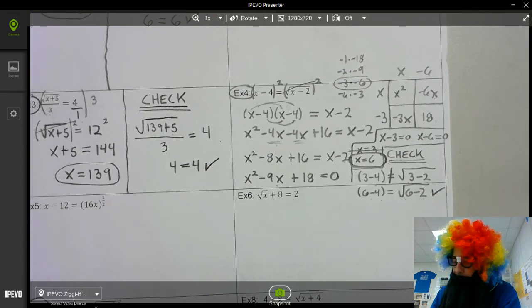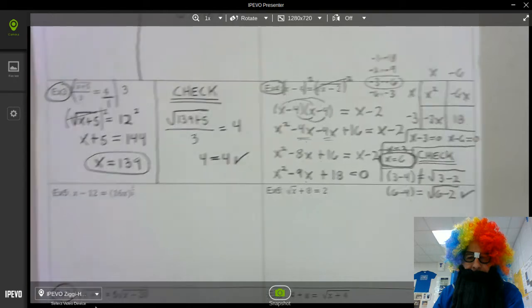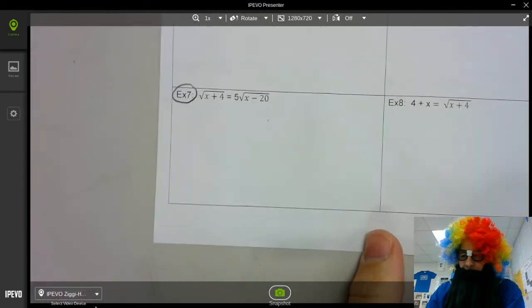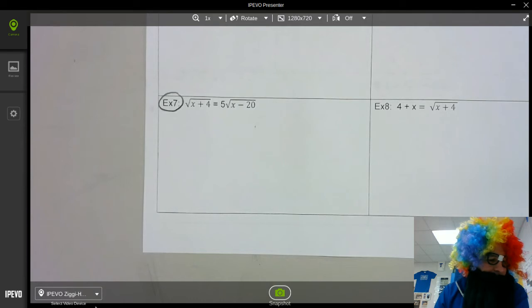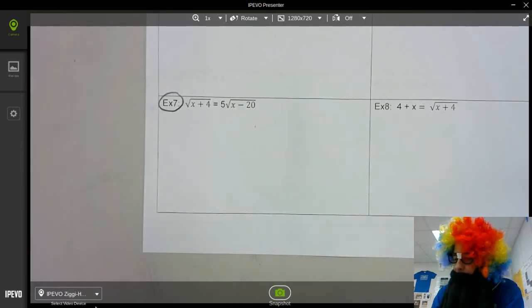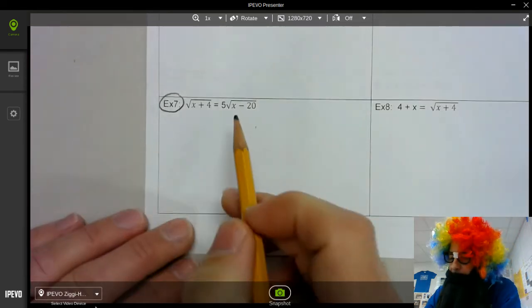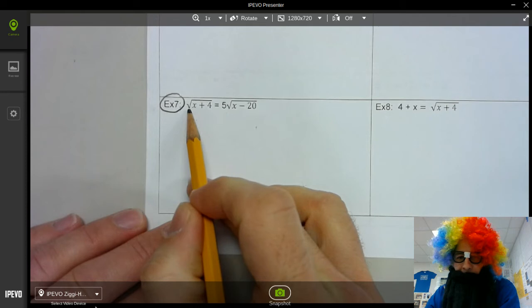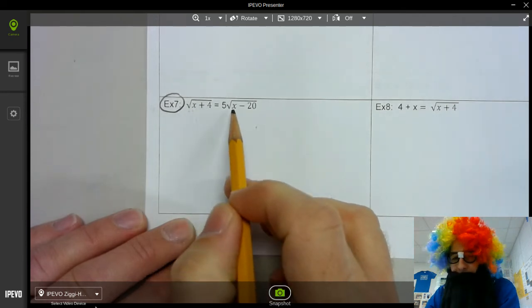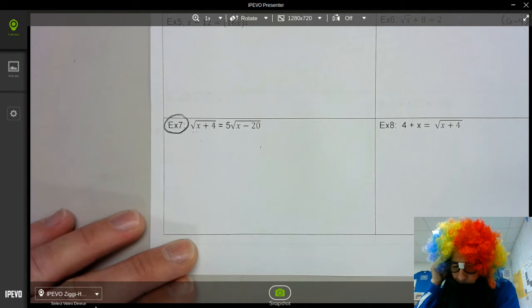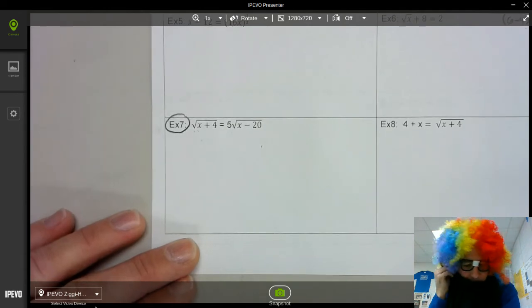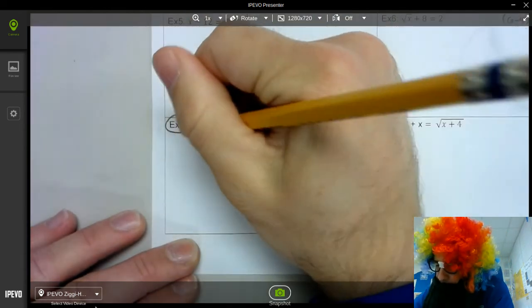All right, so let's look at example number 7. Now, it says isolate the square root. But in this problem, there's no way you could divide 5 by both sides, but then you'd have 5 over here. So really, they're as isolated as you can get. So we move on to raise both sides to the power of 2.